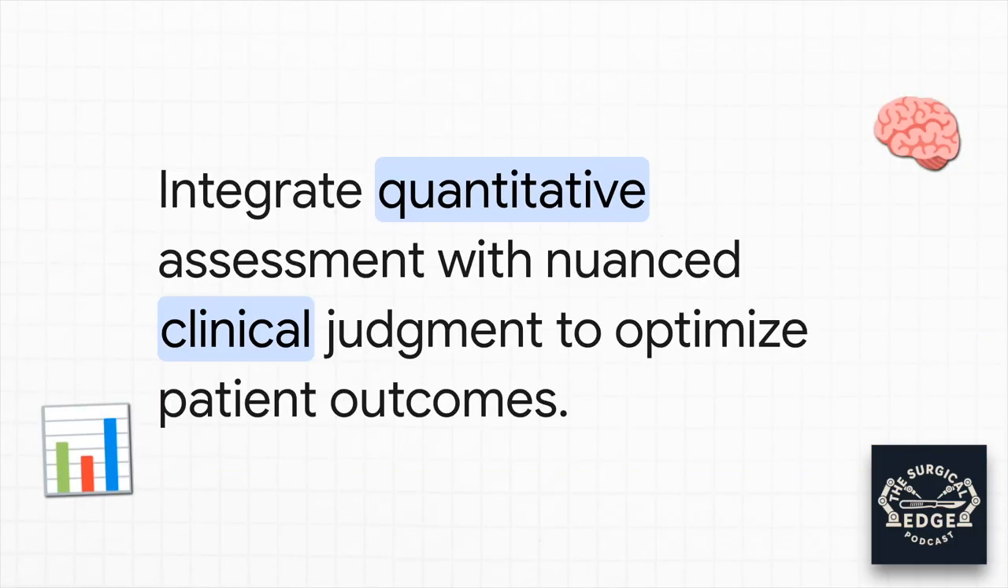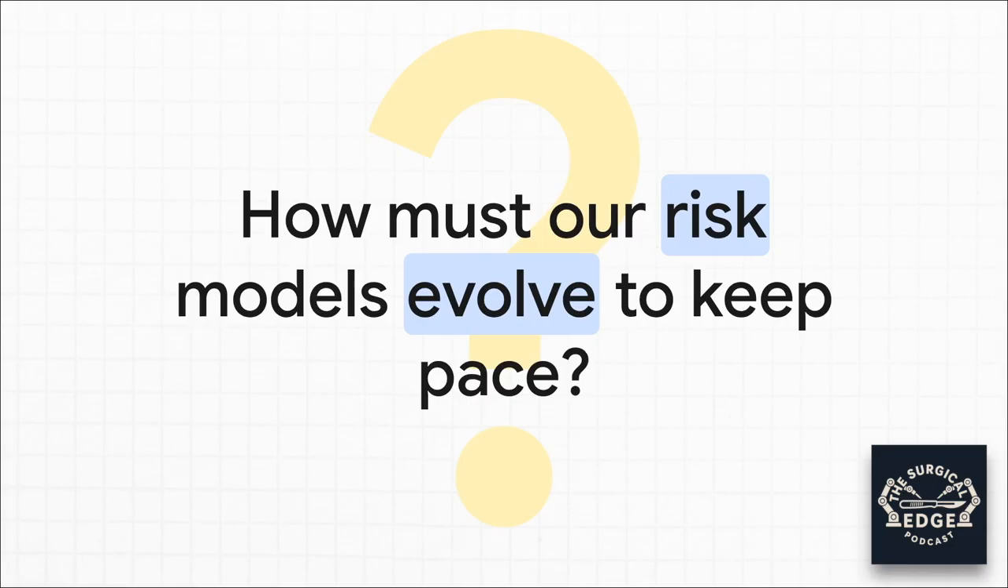Ultimately, mastering the surgical edge means becoming fluent in 2 languages: the quantitative language of data from these scoring systems and the nuanced language of our own clinical judgment. It's the synthesis of the two. That's what truly optimizes patient outcomes. Which leaves us with a really important forward-looking question. As our surgical techniques and technology continue to advance, how do we make sure our risk models evolve right alongside them to keep our patients safe?